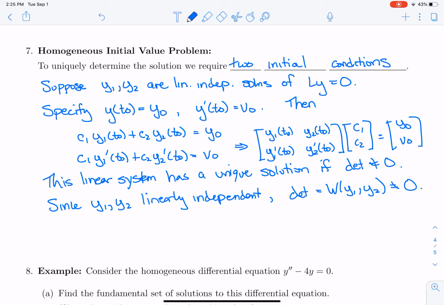So if I'm given a y0 and a v0, an initial position and velocity, I can solve for c1 and c2. Okay, so given initial position and velocity, we can solve for c1 and c2. And that means that we can solve this initial value problem. So let's look at an example.